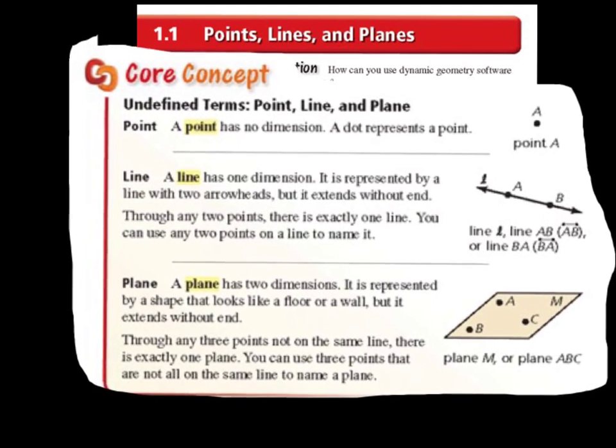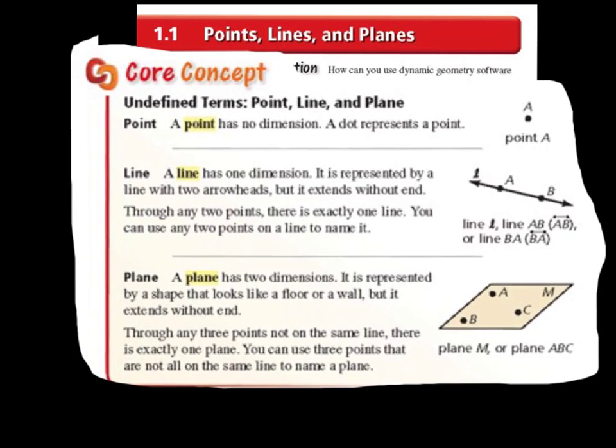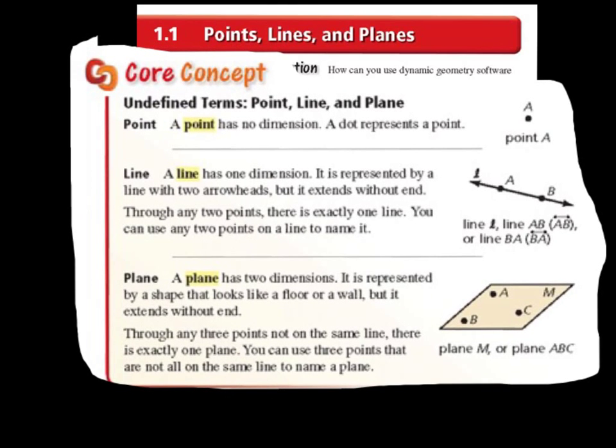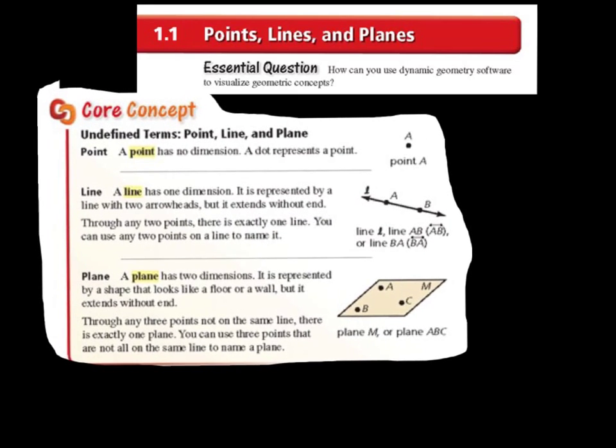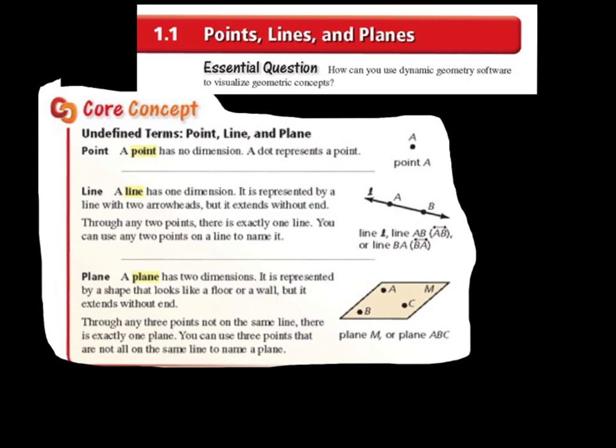So if you look at this, you have a point, and a point has no dimension. We all know what a point is. It's a dot; a dot will represent a point. So if you look at this right here, you see this right here. That is what a point is. That's what you'll see when you need to draw it. And if I asked you to name this point, you'd just say it's point A. Very straightforward stuff.